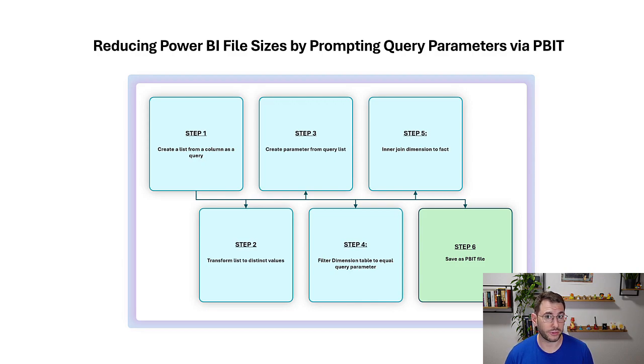We do this all in the query editor. And then we filter that dimension table to equal that parameter. We can also do some further transformations if we want. And then what we need to do is inner join that dimension to the fact table, which will in turn also filter the fact table when the dimension table gets filtered by the parameter. So we parameterize the dimension table, which through the inner join will then limit or filter the fact table.